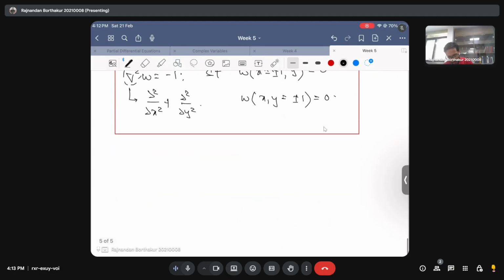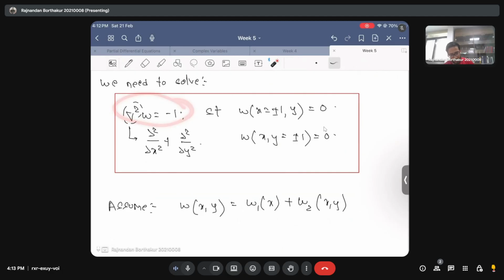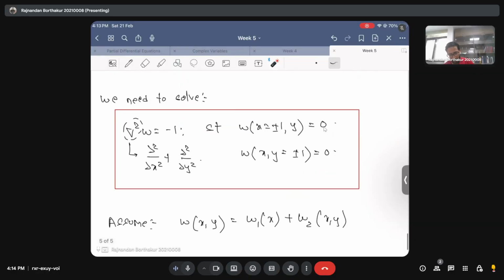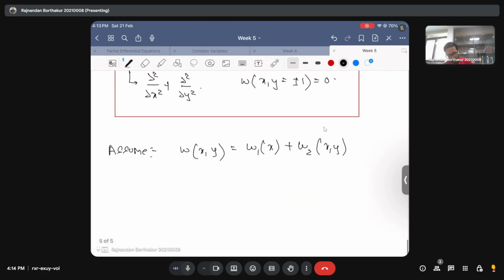Okay, so what we'll say is that we'll assume w, which is a function of x and y, as some w1 of x, which is just a function of x, plus some w2 of x and y. Okay, and this I can do because, as I said, the governing equation is linear. I can take two different simpler forms and superimpose them to get the entire solution. Basically that's one way of interpreting it. Remember this breakdown; I can do this because the governing equations are linear in nature.